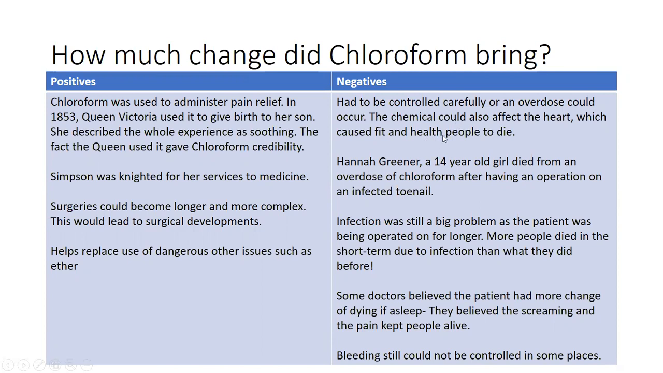The first recorded case of a chloroform overdose was a girl called Hannah Greener, a 14-year-old girl who was just having an operation on an infected toenail. Because of the level of chloroform she was given, she died of an overdose.